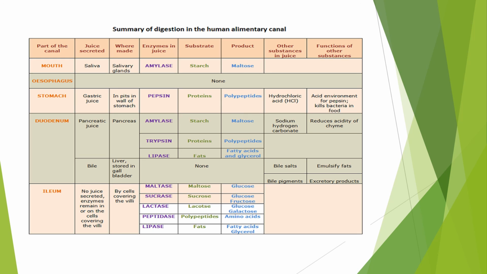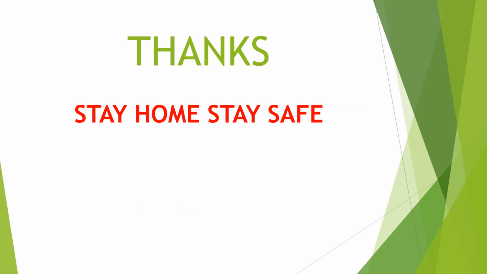Enzymes in the juice are maltase, which converts maltose into glucose, sucrase, which converts sucrose into glucose and fructose, lactase, which converts lactose into glucose and galactose, peptidase, which converts polypeptides into amino acids, and lipase, which converts fats into fatty acids and glycerol. That's all for nutrition in human beings.